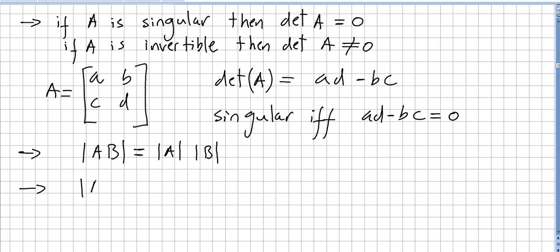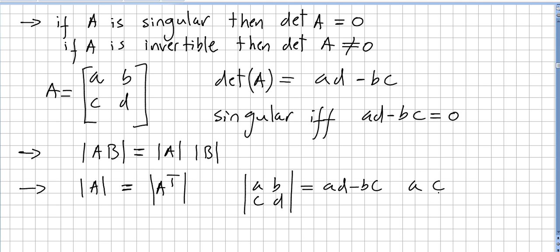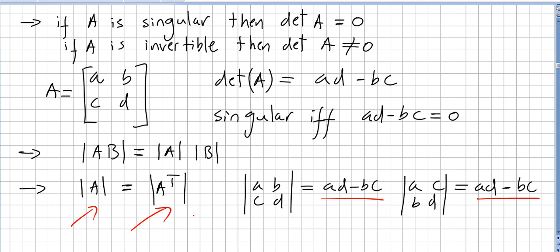And another property is that the determinant of A is the same as the determinant of its transpose. So if we pick a, b, c, d, the determinant will be ad minus bc. If we transpose this, that will be a, c, b, d, and the determinant will be ad minus bc, and that's exactly the same. So the determinant of a matrix is the same as the determinant of its transpose.